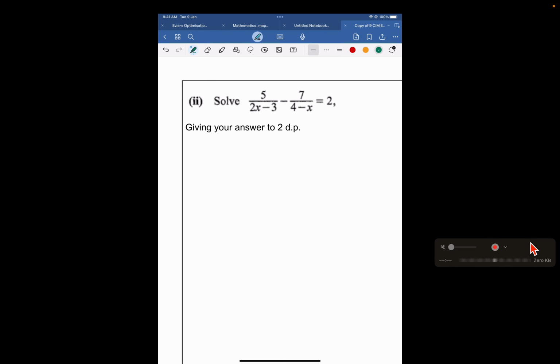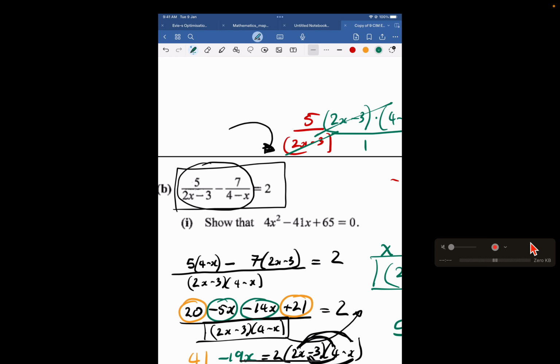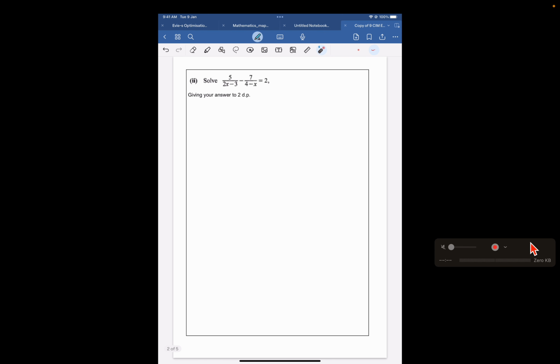So here's another question. Solve this, give me your answer to 2dp. We could just solve it as it is, but this was part 2 of this question, and this question actually gives you an alternate form for the equation. So instead of solving this equation, we said that this equation was equivalent to this equation. So this is a continuation: let's just replace this with its equivalent equation.